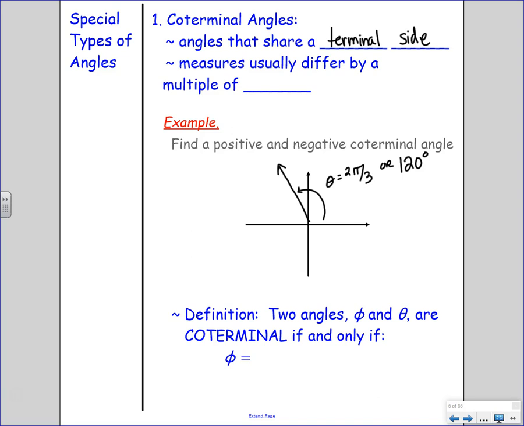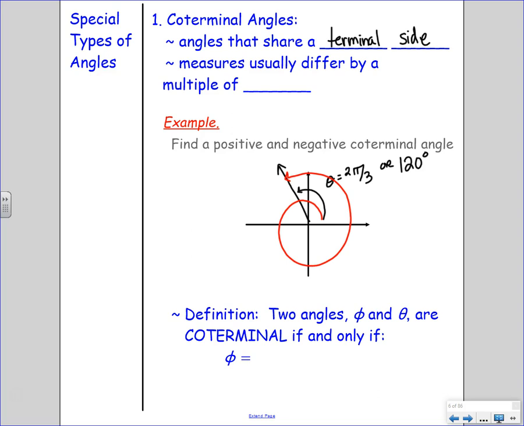But does anybody have an answer for how we could get another angle that also ends here without just making a single rotation? How else could we end there? What could we do? Could we go all the way? That's one way. We could just keep twirling until we get back to it. Or some of you did say we could go the other direction, which also works.